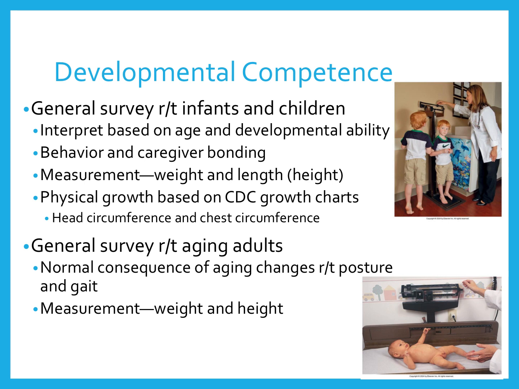Now, for developmental competence, we have to treat infants and children different than adults. We interpret this based on their age and developmental ability. Behavior and caregiver bonding is also noted on how they behave in the general survey with each other. We get weight and length and height. So infants are measured in length. We measure cephalocaudal, so from the head to the bottom of the feet. As you can see in this picture down here, we would measure from the head to the bottom of the feet the length. That would be that baby's height.